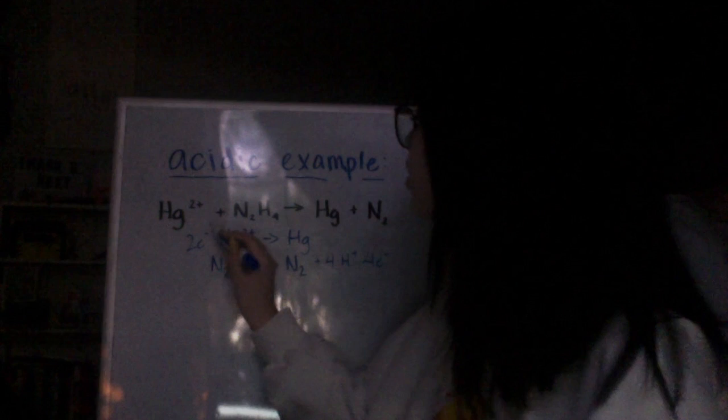And then to balance the electrons, you add 2 electrons on this side, 4 electrons on this side, and then to make it balance out, you multiply this reaction by 2. So then that'll be 4, and that will also be 4, and then you just add them up. And then once you add them up, this should be the answer that you get.